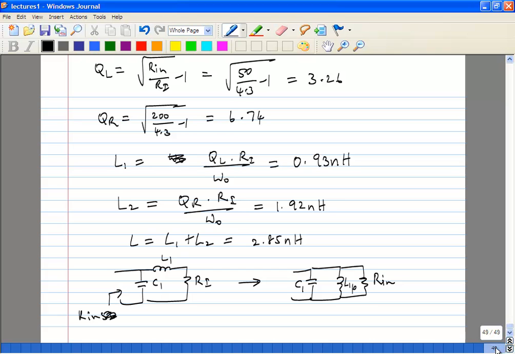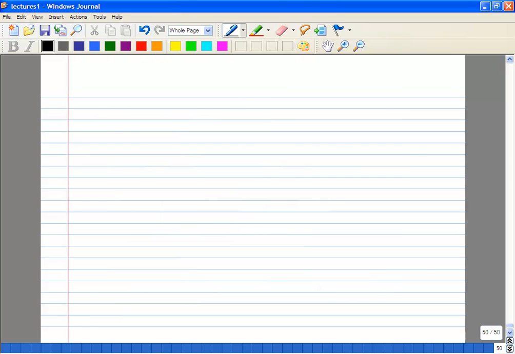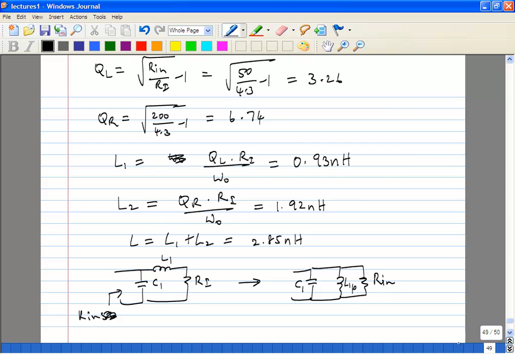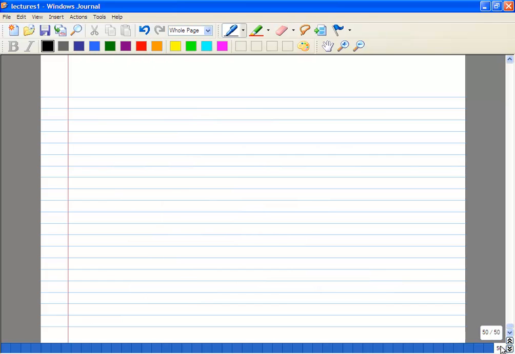So what do you know from this? Since they are in parallel, you know Q in terms of C1 and Rn, right? For a parallel RLC. So we'll use that.